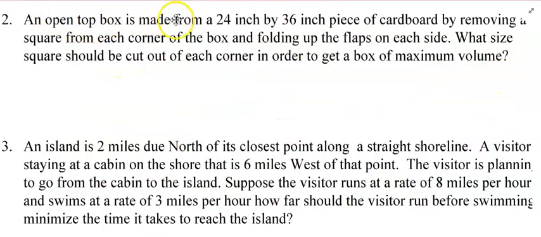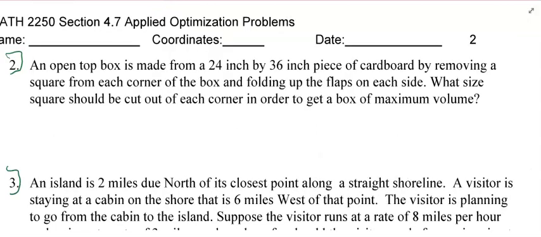An open top box is made from a 24-inch by 36-inch piece of cardboard. By removing a square from each corner of the box and folding out the flats on each side, what size square should be cut out of each corner in order to get a box of maximum volume? Let us look at the solution.